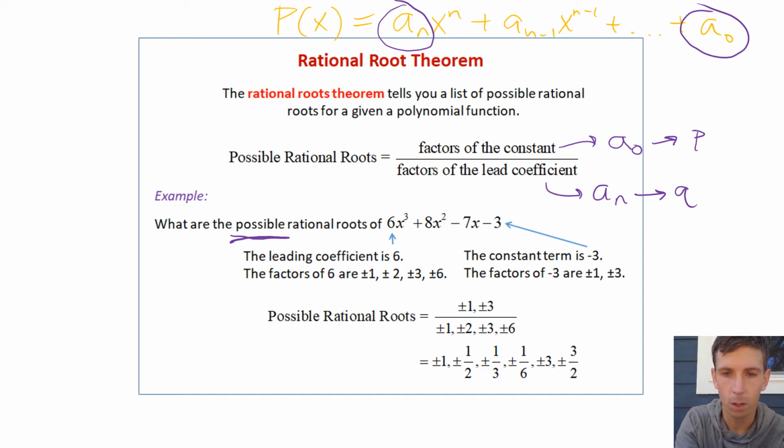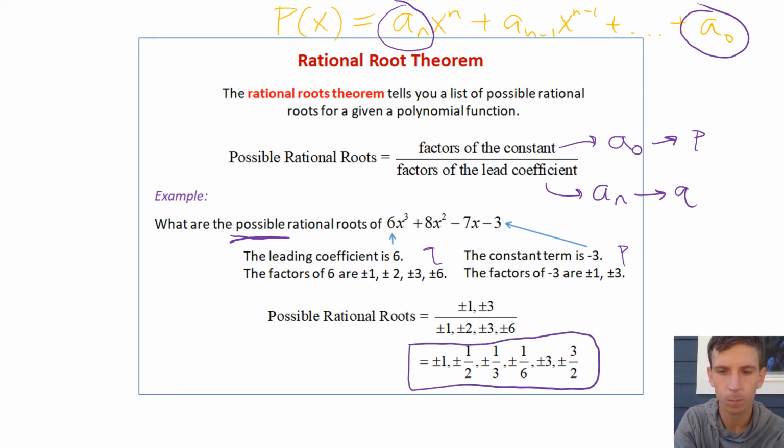Okay, so here are the values of p over here. Here are the values of q. And we get the list of all the possible rational roots here. So that's how the rational root theorem works. You're probably asking, all right, so I got the list, what do I do now? Well, let's see an example and work through it and see how we would approach it.